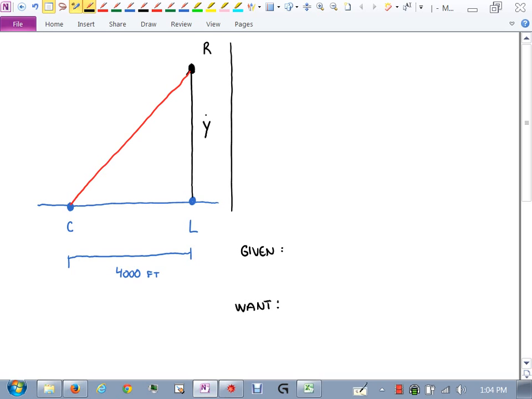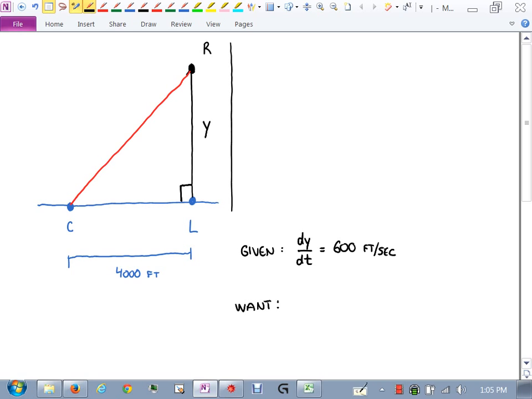That's the distance from L to R, right? And this is a right triangle. I'm going to put the little right triangle symbol in there. I'm given that the Y is changing at a rate of 600 feet per second. So I'm given the dy dt is 600 feet per second. Everyone agree?